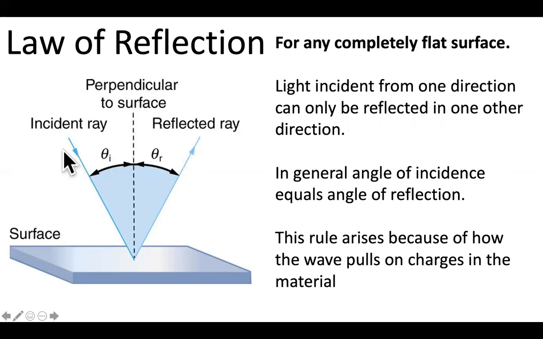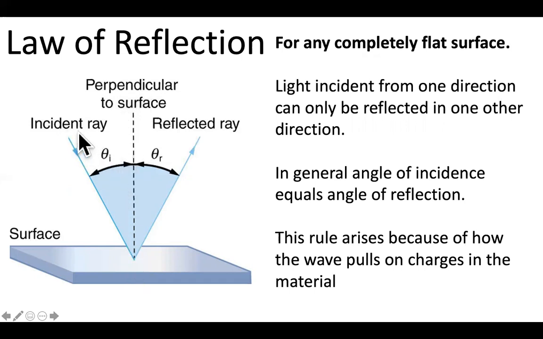The way we express the directions of the incident and reflected rays is relative to what's called the surface normal, a line drawn that's at right angles to the surface. So if you have a flat surface, it points straight up. And basically what matters is the angle of the incident and reflected rays to that surface normal.